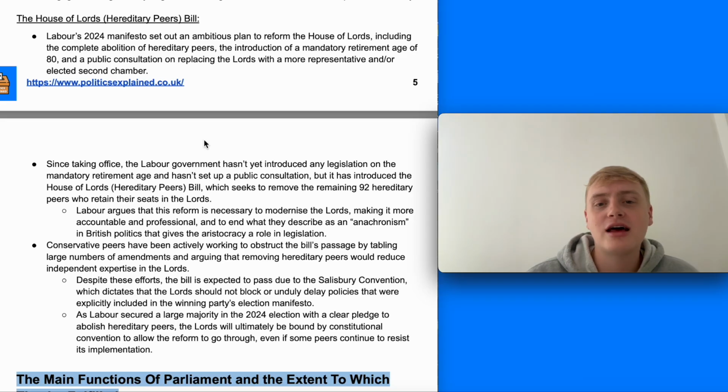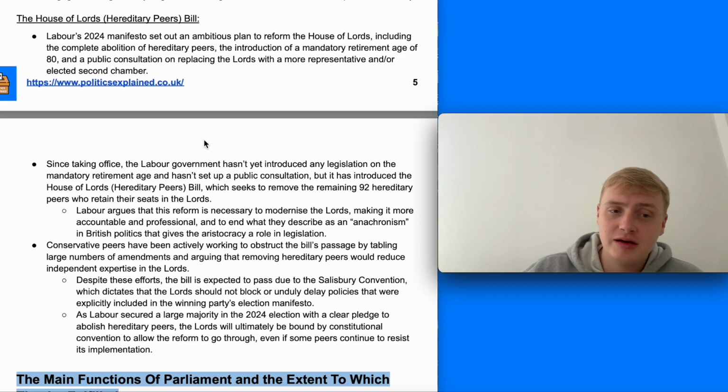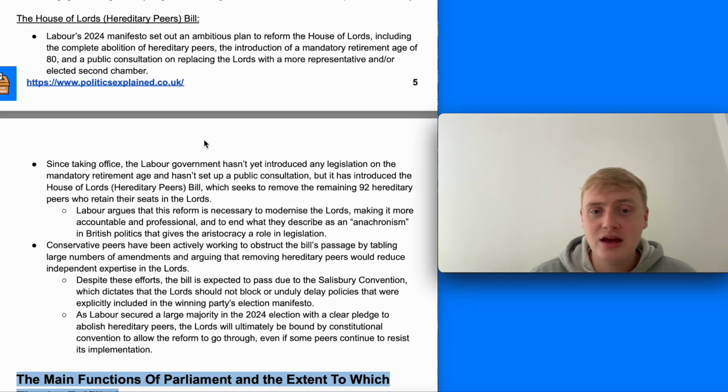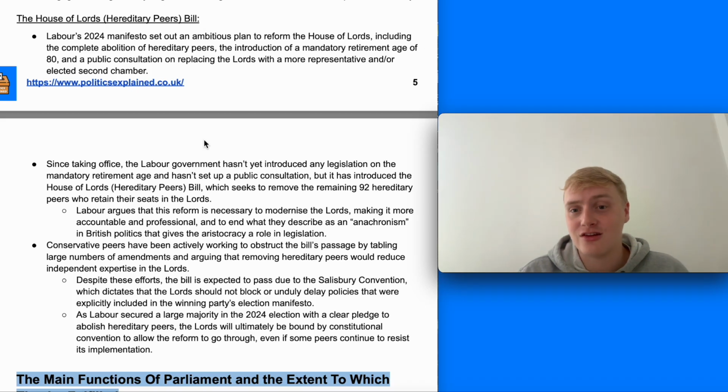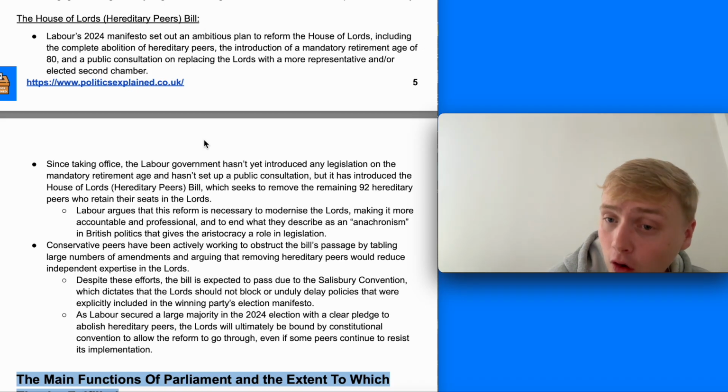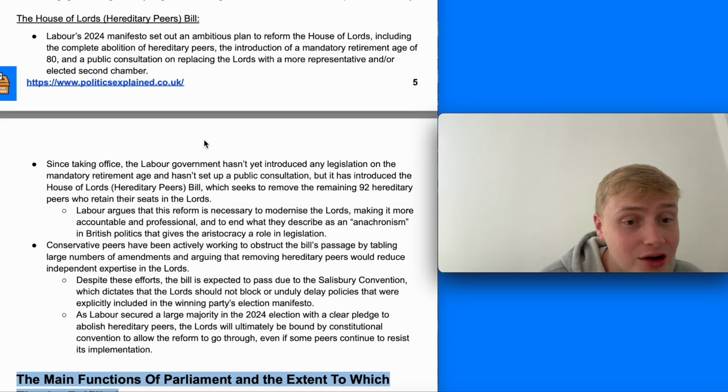But what it's going to do is their first key reform mentioned in the manifesto, which is removing the remaining 92 hereditary peers, which they see as key to modernising the House of Lords. Of course, Conservative peers have been working to obstruct the bill's passage, and the hereditary peers will as well, but due to the Salisbury Convention, because it was in the government's manifesto, there's not too much they can do.